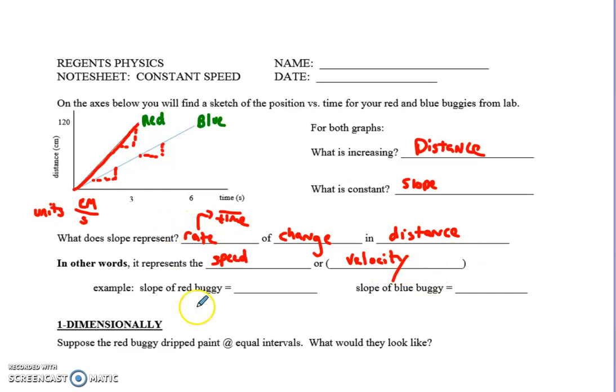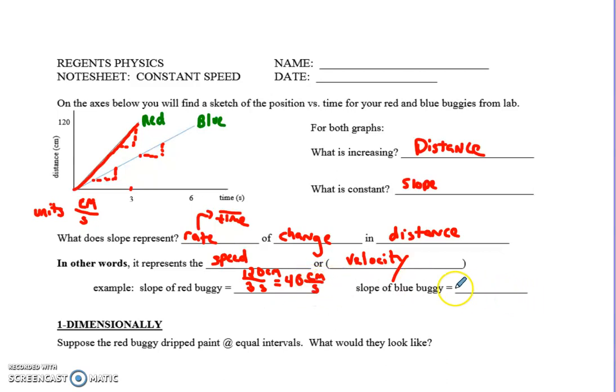So from the example, what is the slope of the red buggy? Well, the red buggy goes, in 3 seconds, 120 centimeters. So the slope would then be 120 centimeters over 3 seconds, and that, of course, is 40 centimeters per second.